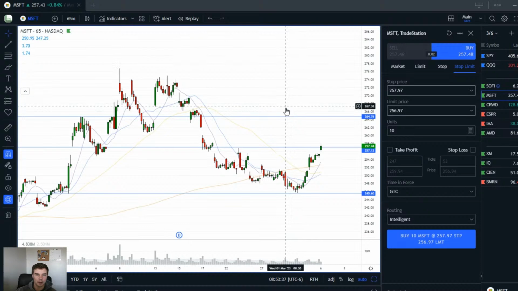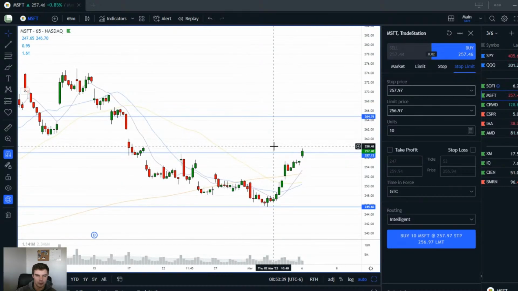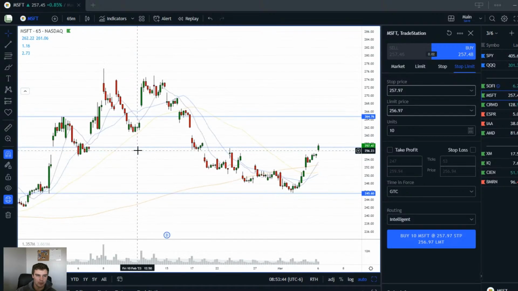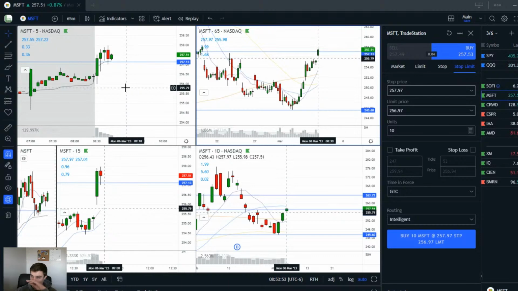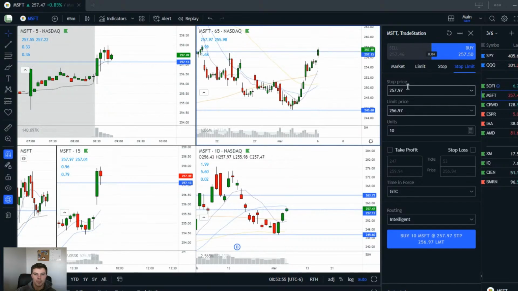You can see where it stopped going up is right in this 258 area, which is kind of this little pickup right here from a couple weeks ago. But man, over 258 should have easy room up to 260, 262. So keep an eye on it. I've got my order ready.